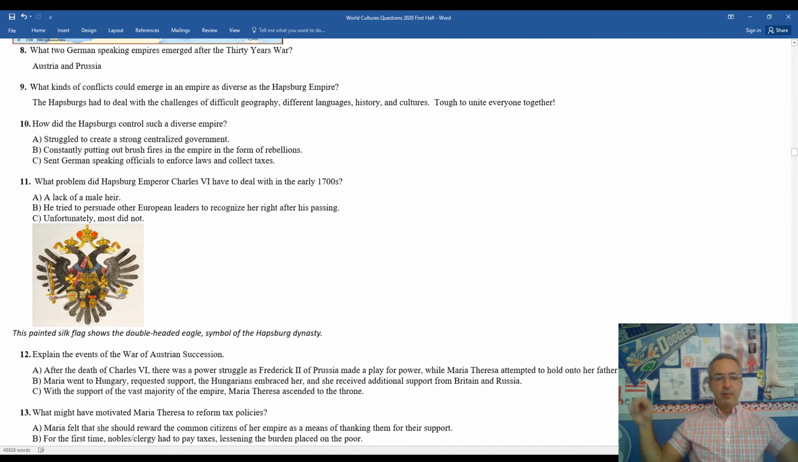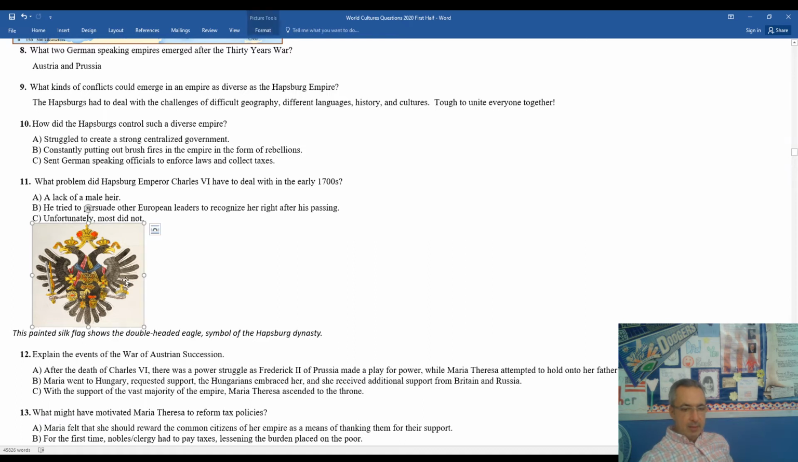There was a problem, however, for the Habsburg Emperor, Charles VI. He lacked a male heir, and this is really a problem, especially during this period of time in history. He tried to persuade other European leaders to recognize his daughter's right after his passing. Unfortunately, most did not. So this period of time, depending upon what country or empire we're talking about, there was some difficulty getting people to accept a female leader. Here you see a little painted silk flag that shows a double-headed eagle, which was the symbol of the Habsburg dynasty.